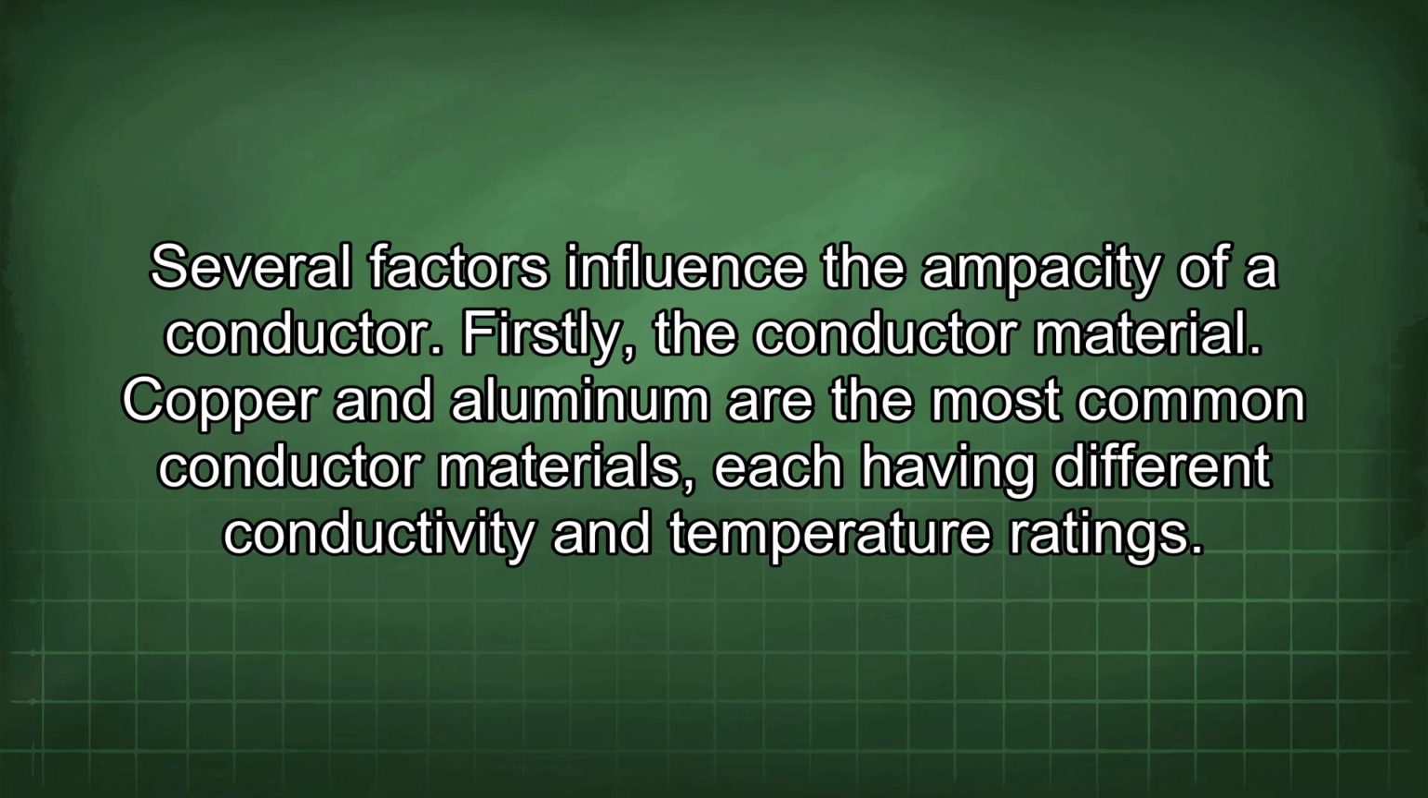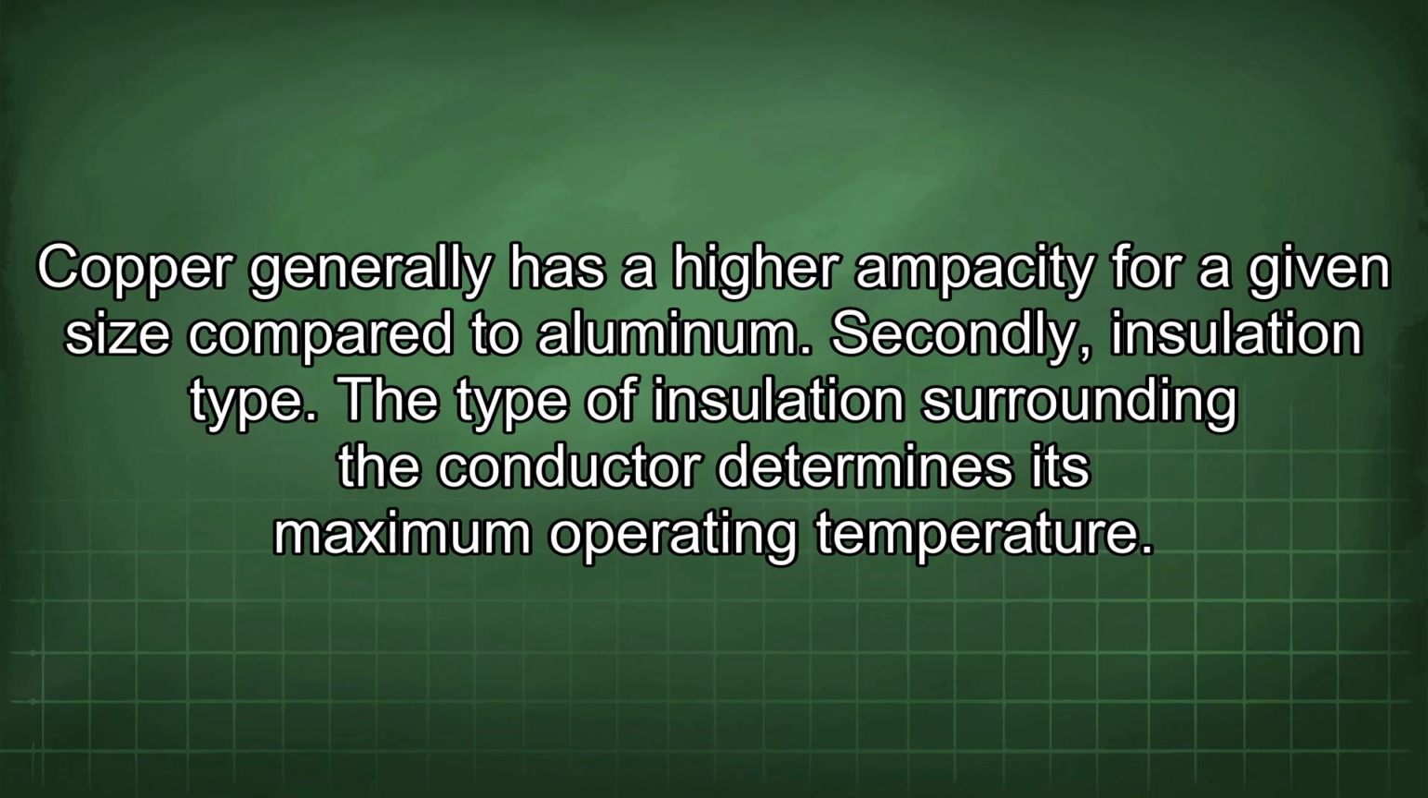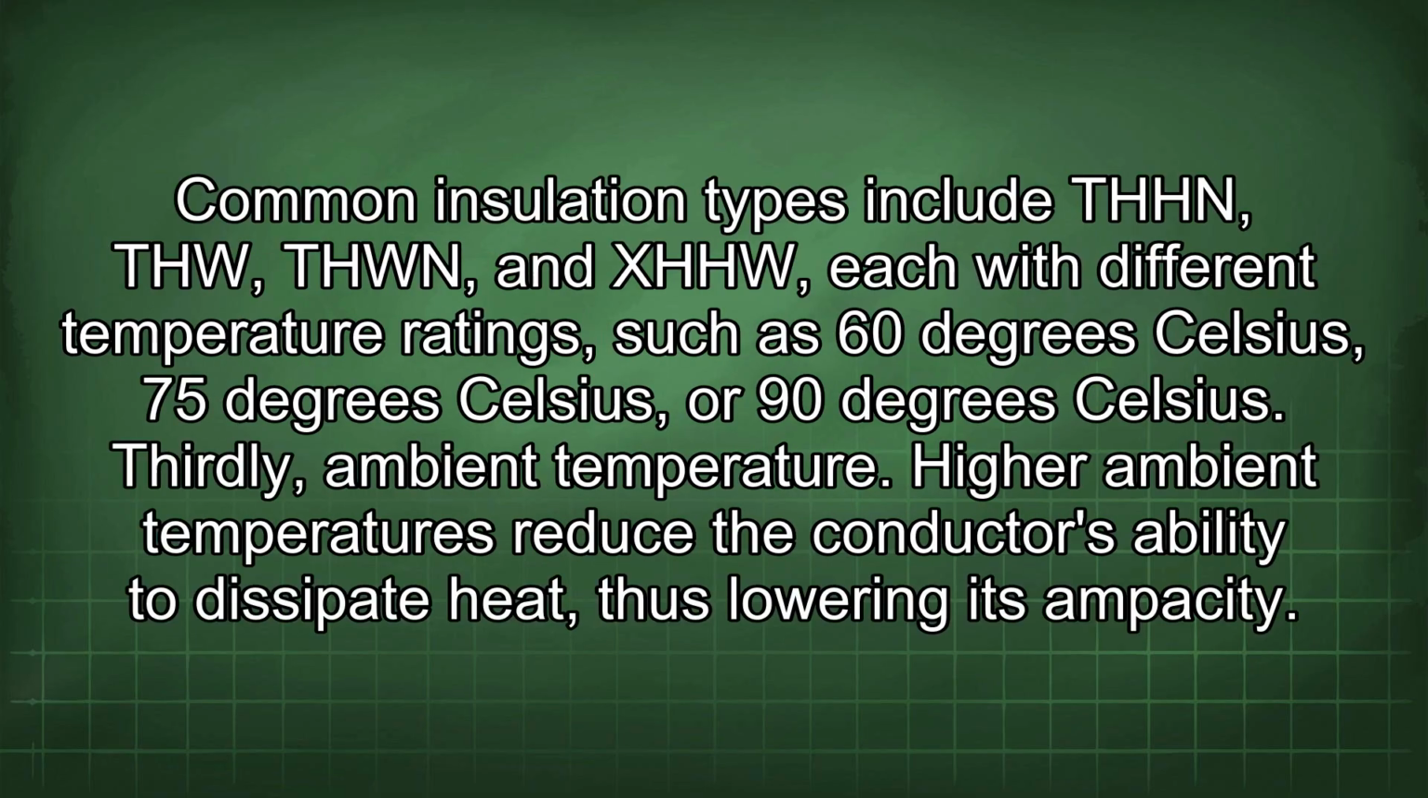Several factors influence the ampacity of a conductor. Firstly, the conductor material. Copper and aluminum are the most common conductor materials, each having different conductivity and temperature ratings. Copper generally has a higher ampacity for a given size compared to aluminum. Secondly, insulation type. The type of insulation surrounding the conductor determines its maximum operating temperature. Common insulation types include THHN, THW, THWN, and XHHW, each with different temperature ratings, such as 60 degrees Celsius, 75 degrees Celsius, or 90 degrees Celsius.